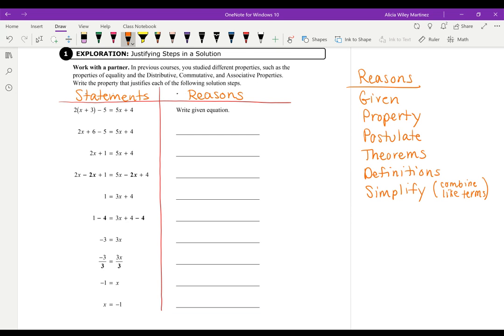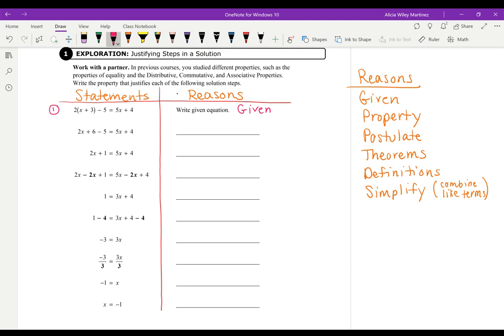So in this first problem, step 1 is given to us. That's the original problem, the problem that they want us to solve. Since they want us to solve, we know at the end of our problem it should be something like x equals, so that I know the value of x, or whatever variable it might be. For the reason, they wrote given equation; you could have just said the word given, and that would be enough.